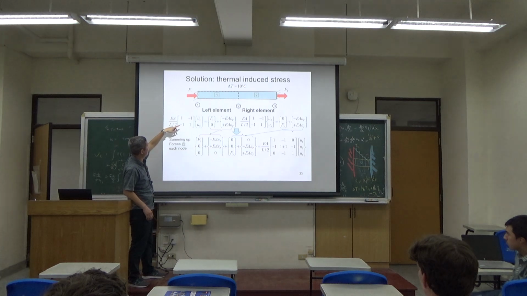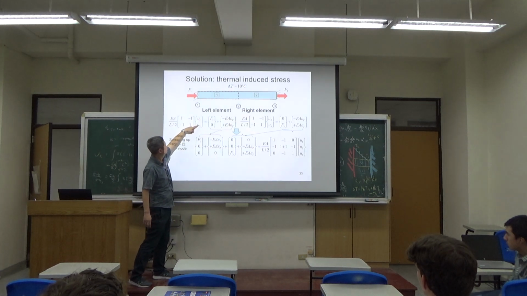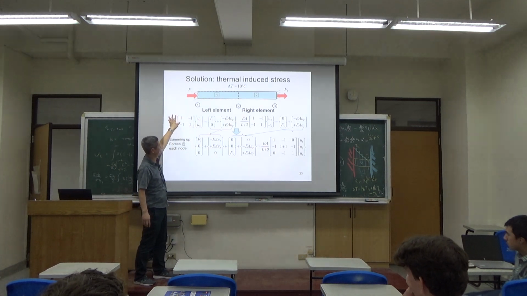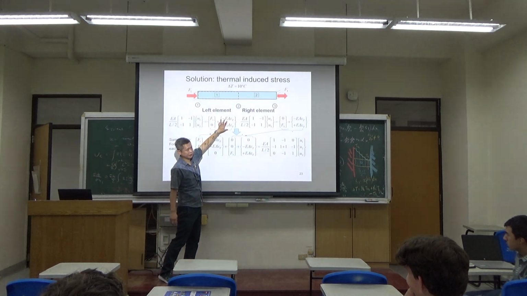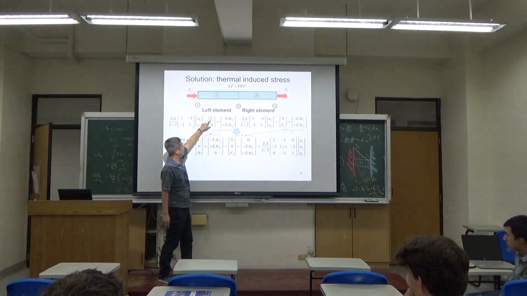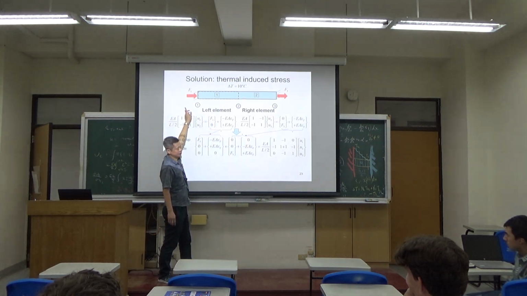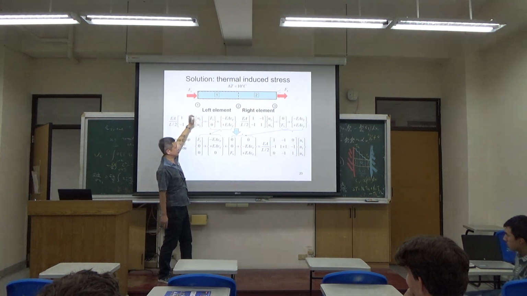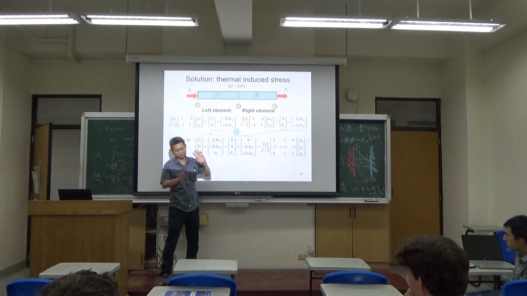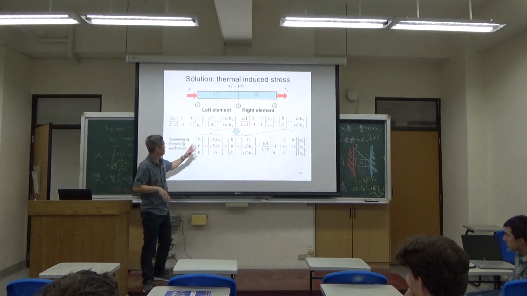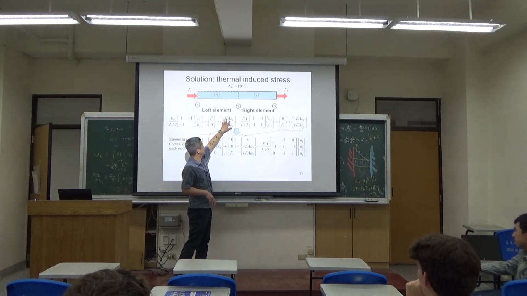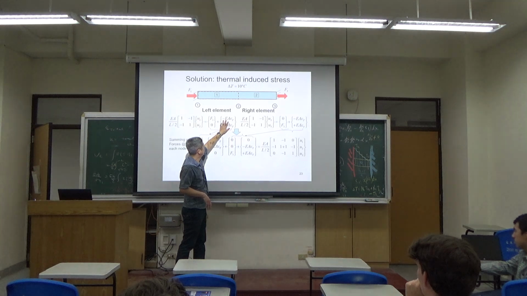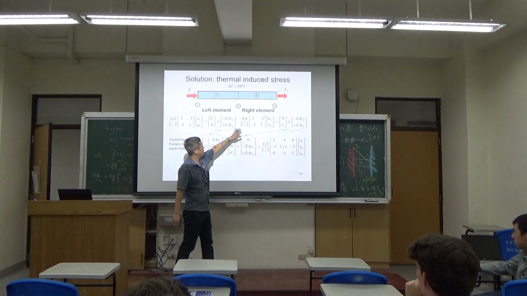For element 1, U1, U2 times the stiffness matrix is equal to the force vector plus the thermally induced force. So in this case, your force vector is non-zero on the left hand side. This is the reaction force. At the middle, because you impose no external force, it is 0. And then on the right hand side, you have these thermally induced tensions.